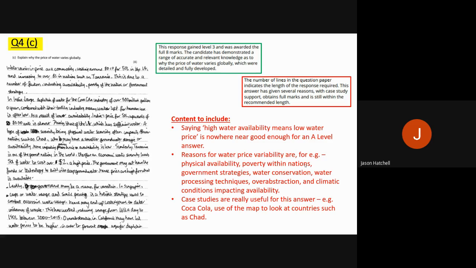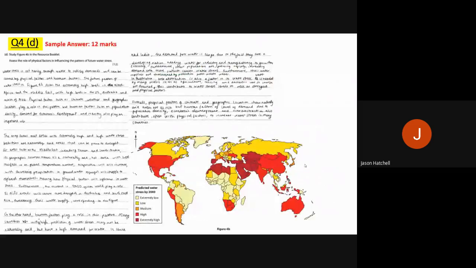Okay, so that is question 4C complete. Question 4D is a 12-mark question. It's an assess question, and it asks you to look at figure 4B, which is in front of you on screen now, and it asks you to assess the role of physical factors in influencing current or future water stress. This is linked to the previous question in a way because it's asking you what physical factors influence water stress in future.